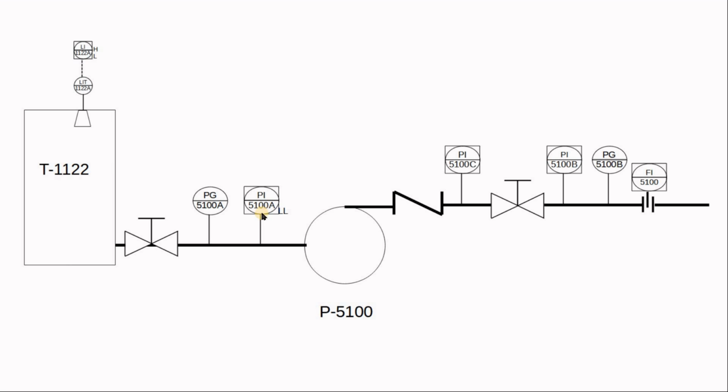PI is a DCS indication value with a low alarm. In the discharge of the pump, you have the non-return PI, and I added another PI downstream of the valve. If this valve is closed, this PI will show the pressure of your pump, but this PI will not show the pressure of your pump. So placement of your measuring devices is important.